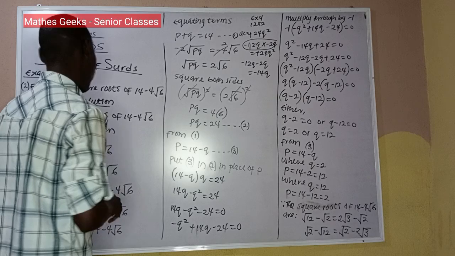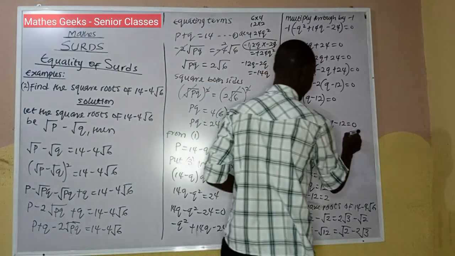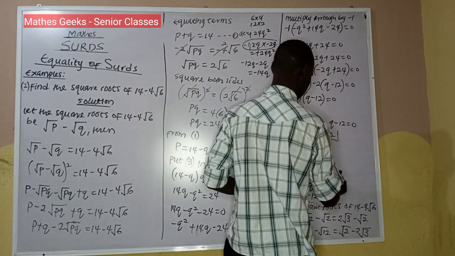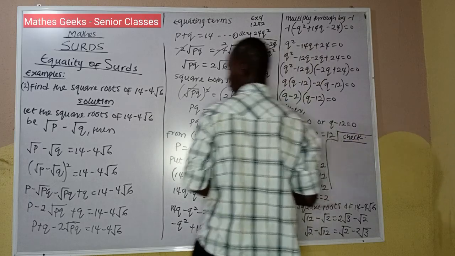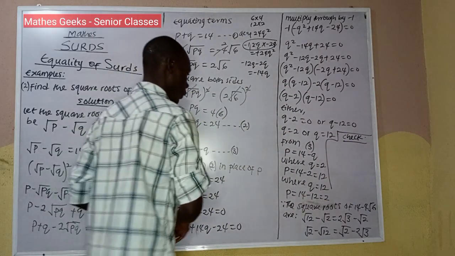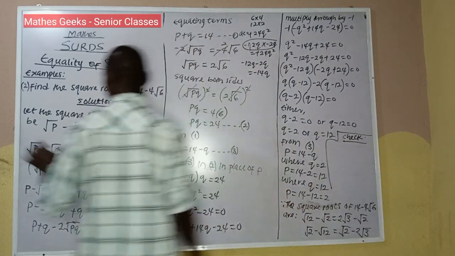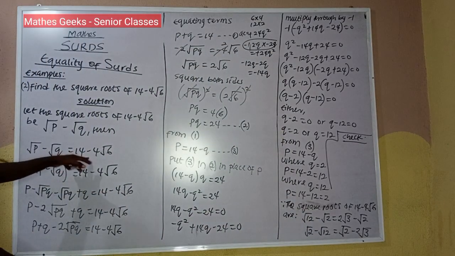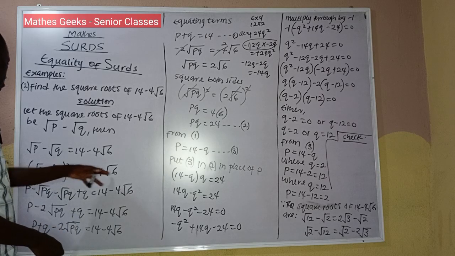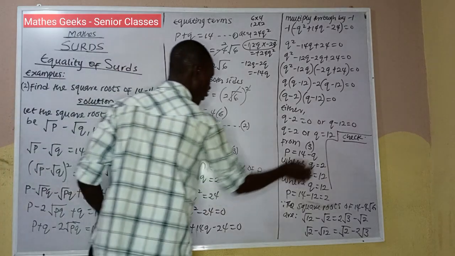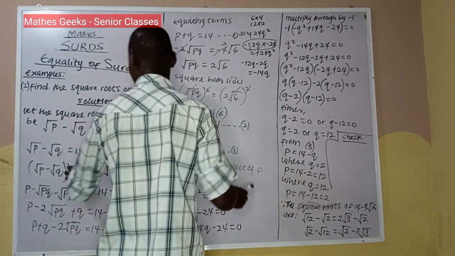So let's run our check. Okay, let's do the check here. To prove this, when we started, we said root p minus root q should be equal to 14 minus 4 root 6, or root p minus root q squared should be equal to this. So let's see if that is true here. So let's get this part.